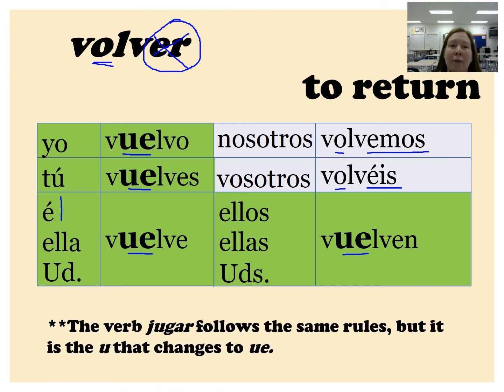The verb jugar follows the same rules, but there's no O in jugar, so we have to use the U, and it's the U that changes to UE in the appropriate forms.